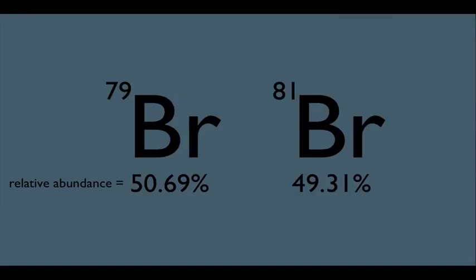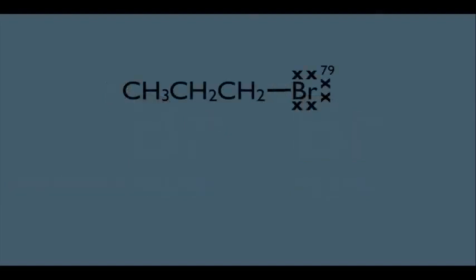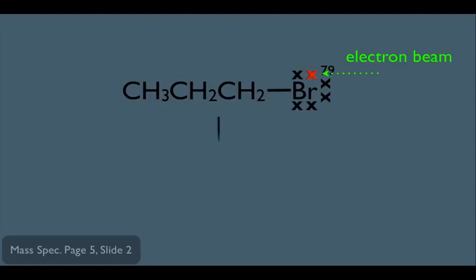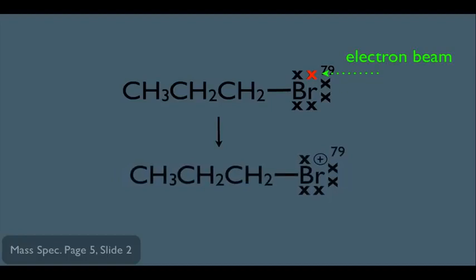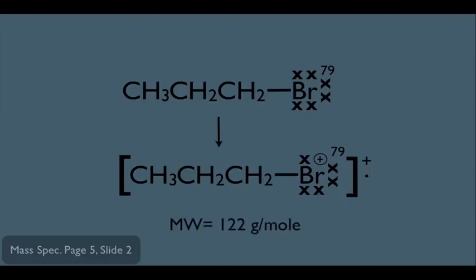So what does that mean if we happen to have an unknown substance that has a Br? And let's say, again, we put it in the mass spec, we shoot an electron beam at it, and it just so happens to dislodge this electron right here on the Br. We would get this result right here. And since this molecule is missing an electron, the overall charge would be positive. And this substance, of course, right here would give rise to our molecular ion peak on the mass spec. And where would that peak register? Well, this molecule just so happens to weigh 122 grams per mole.